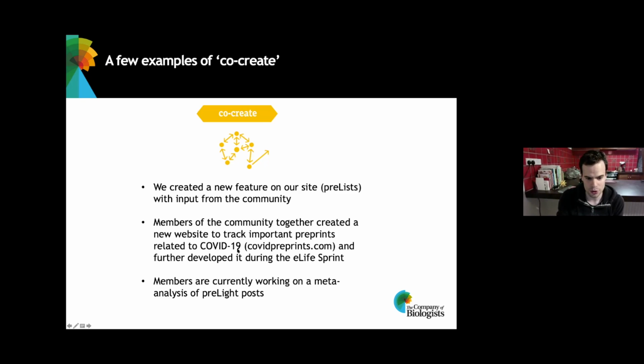And also, at the moment, some of our members are working on a meta-analysis of preLights. They're looking at different features, what kind of preprints the community features, for example, in terms of the gender of the authors or the geography of authors. I'm really excited to see what will come out of this analysis.